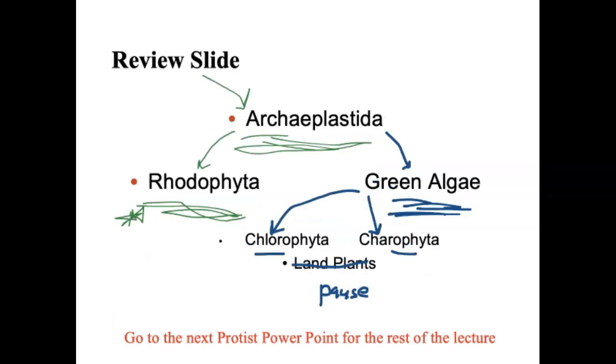Okay, so go to the next Protist PowerPoint for the rest of the lecture, and we'll get into the last two supergroups. We have Rhizaria and then Opisthokonta, kind of a goofy, weird group, but not a whole lot we're going to cover under Protist. We're going to cover most of that under animals and fungi. All right, so go to the next set of slides and let's tackle the rest of the protists.